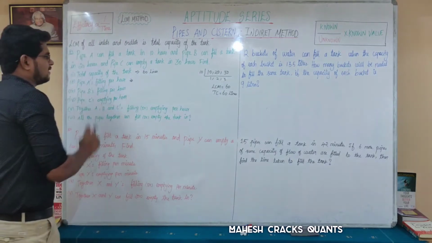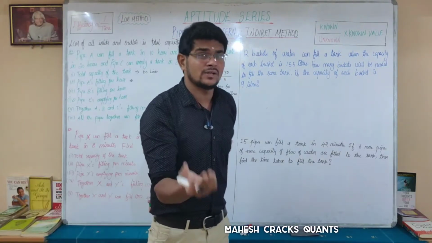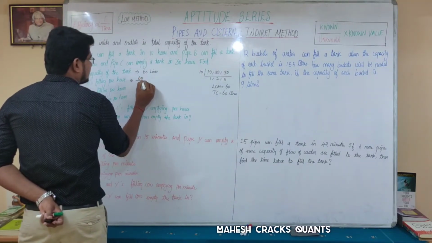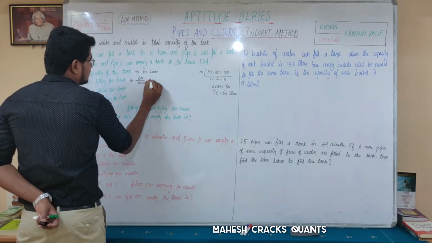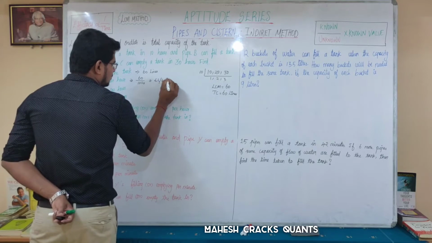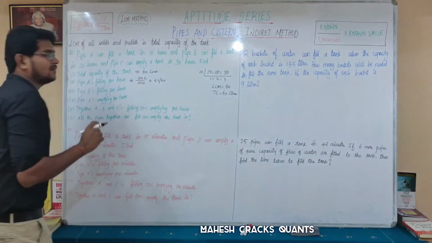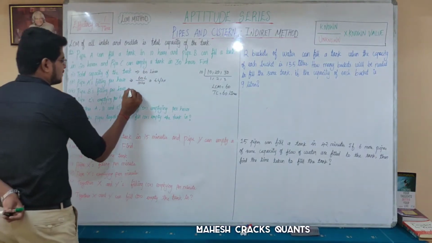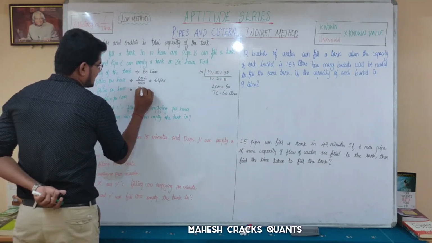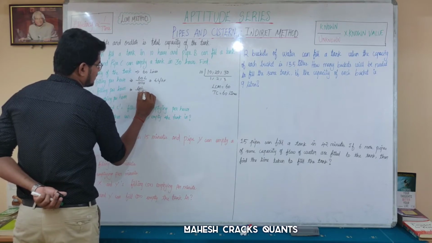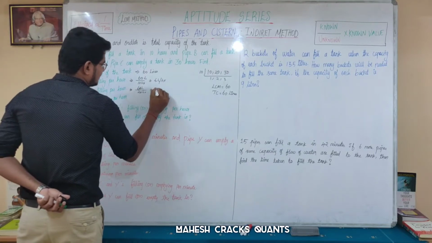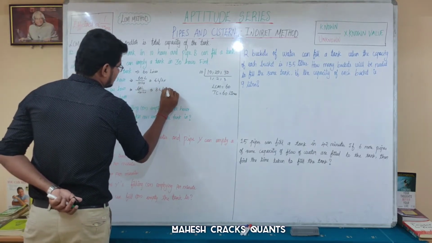So A is filling per hour. How many hours does A take to fill these 60 lines? We have that 60 lines will be filled in 10 hours by A. So how many lines per hour? 6 lines per hour. So A can fill 6 lines per hour. And pipe B can fill the tank in 20 hours. So 60 lines will be filled in 20 hours. So what is the number of lines per hour? Cancelling this, you will get 3 lines per hour.